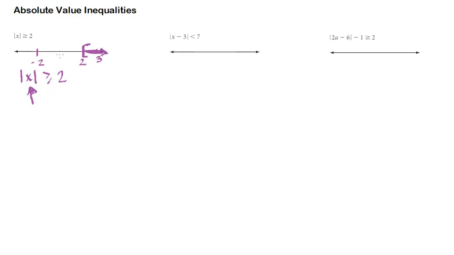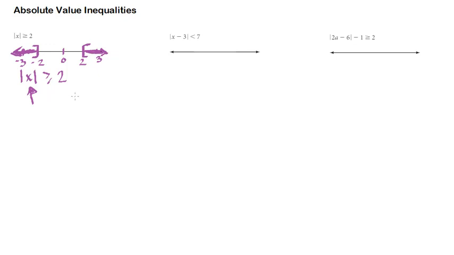Now let's look at the left-hand side. If I put in the number 0, 0 is not going to be greater than 2, so that wouldn't work. Let's put in a negative 3. The absolute value of negative 3 is 3, so that would work. Basically, anything on this side of negative 2 would work, because when I take the absolute value, it will be greater than 2, including the endpoint.